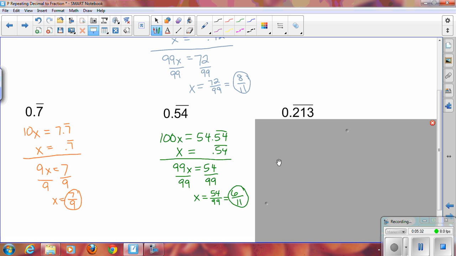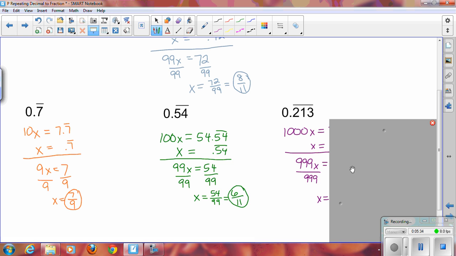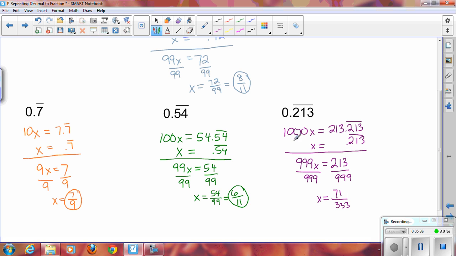Okay, on this one I had 3 digits repeating, so I needed to multiply by 1,000. So it's 1,000x equals 213.213 repeating. X equals 0.213 repeating. 999x equals 213. Divide those both by 999 and you get, excuse me, 213 over 999, which are both divisible by 3, and that gives you 71 over 333.